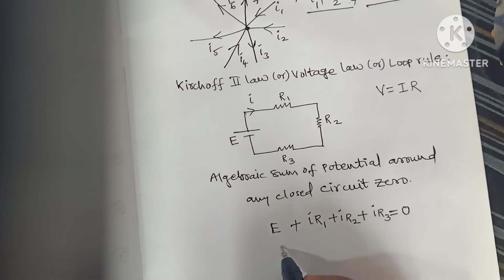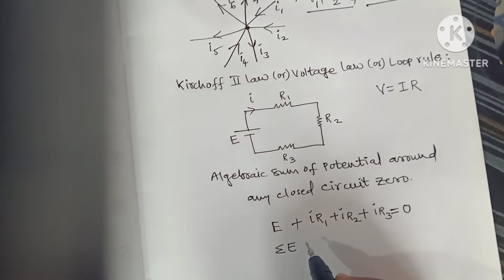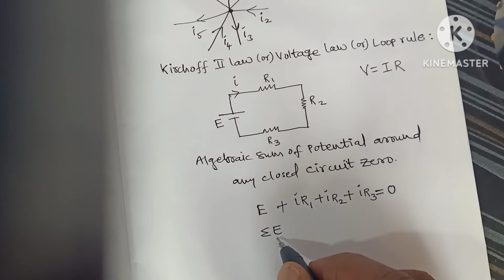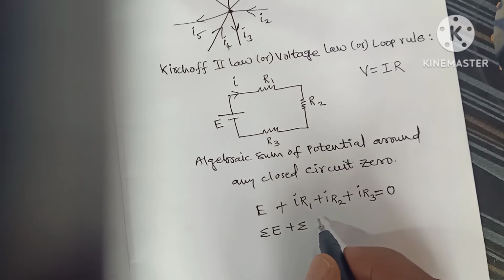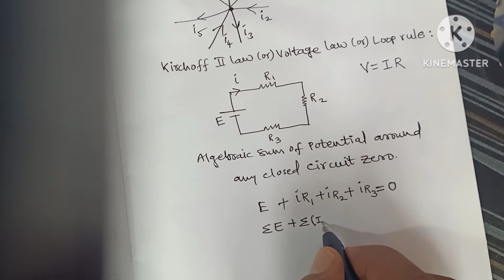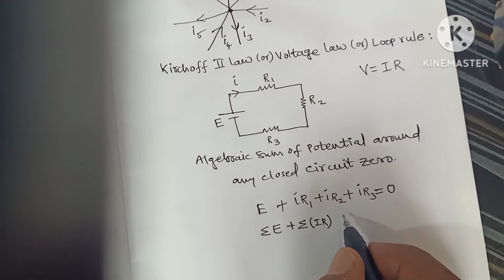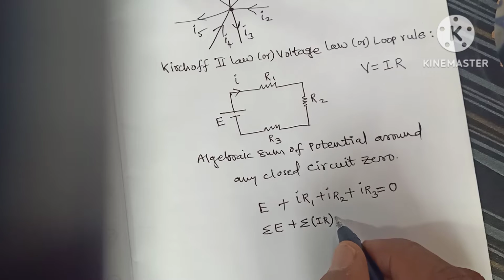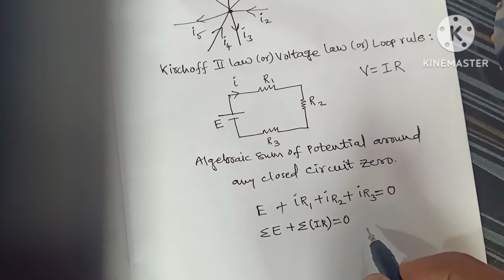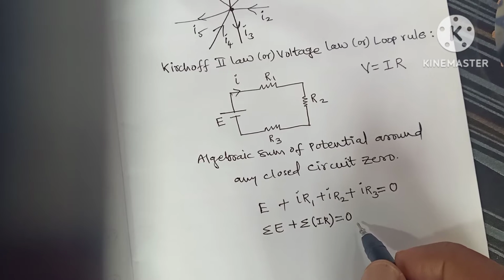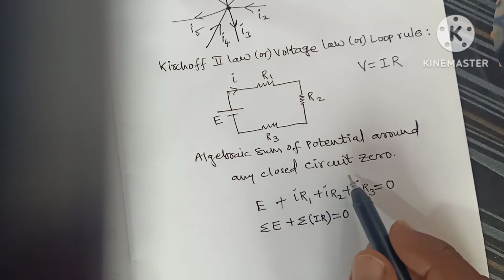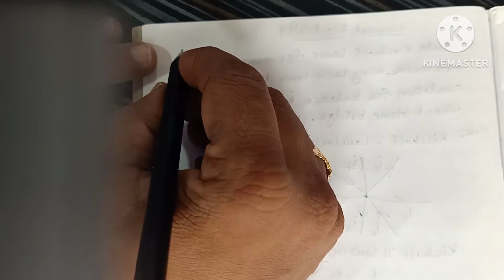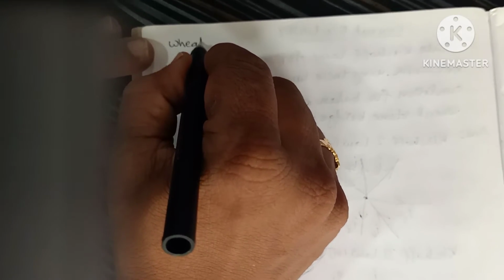Or else we can write this as sigma E, if more batteries are there, all potentials will come, and sigma IR, any number of currents into resistance will come here, so sigma E plus sigma IR is equal to 0. This is the loop rule, or we call it Kirchhoff second law. So the algebraic sum of potentials around any closed circuit is 0. Now let us see Wheatstone bridge.